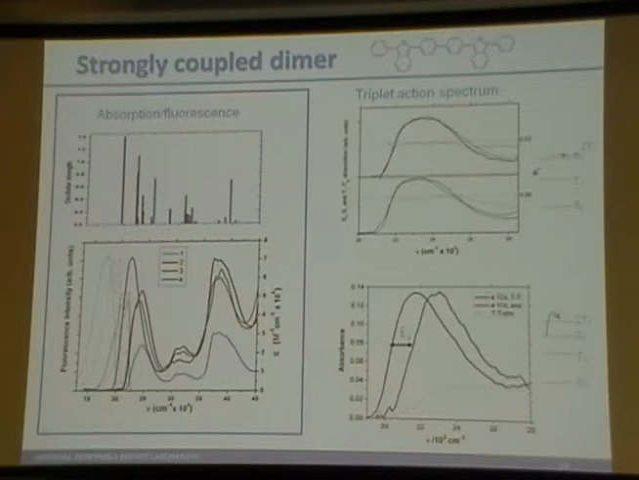But in a strongly coupled dimer, you notice the absorption, which is here, and the action spectrum are shifted from each other by a significant amount. We're calling that an activation energy. So you can't just excite the molecule at its lowest position of absorption and get any triplets out of it. You have to excite it much higher.